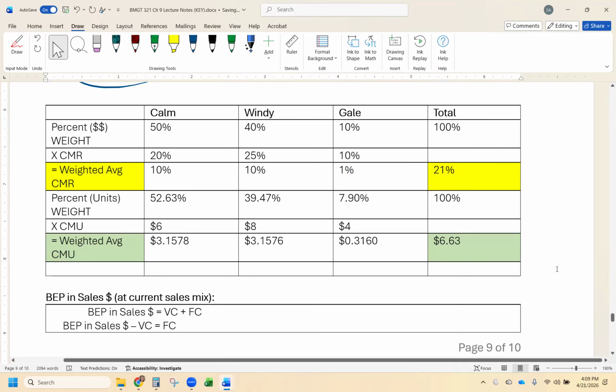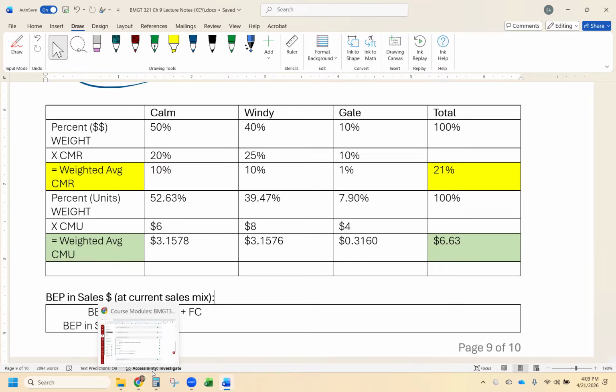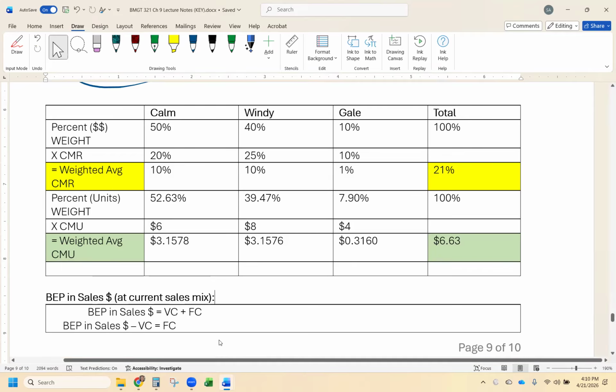So now I have a weighted average CMU. This is the slope for my profit line that has all three products in it. So now I can see what the slope of my profit line is going to be to do my calculation. In fact, I could do it for all of them. I could do it for the sales, and I could do it for the VCU. I would use the sales percents for the price. I'd do the units percent for the VCU, and I could get all the lines. I could do all the graphs with all three products.